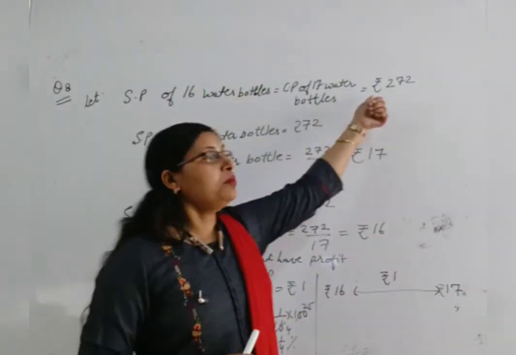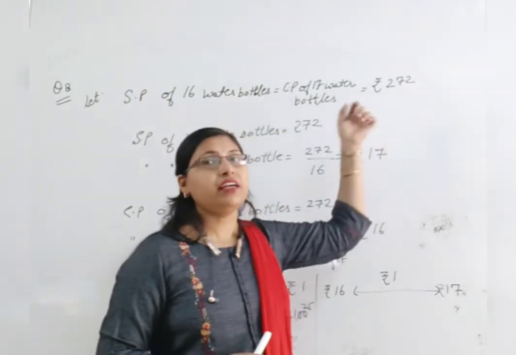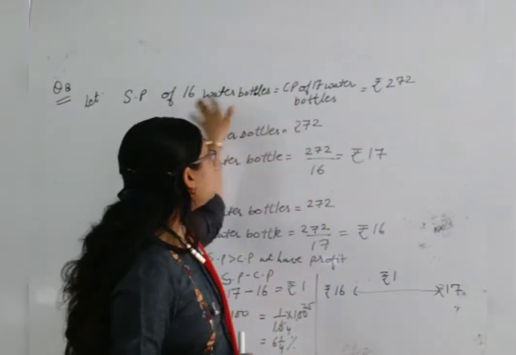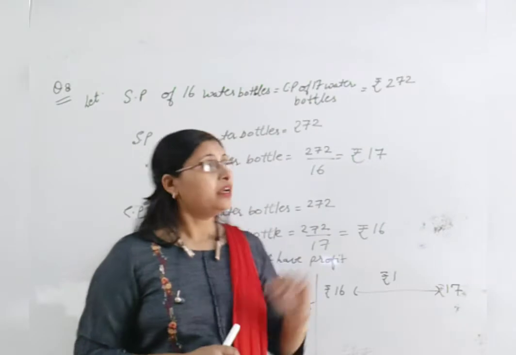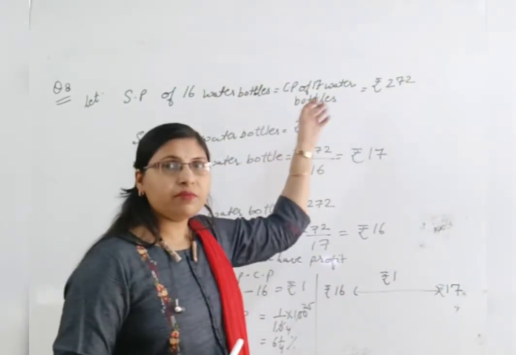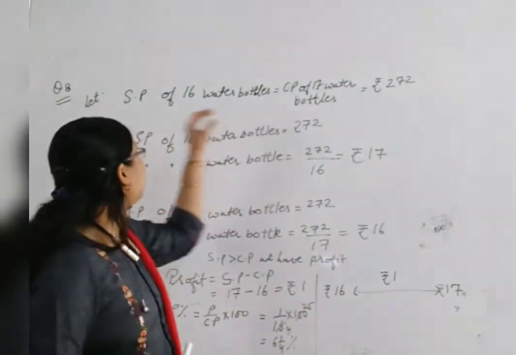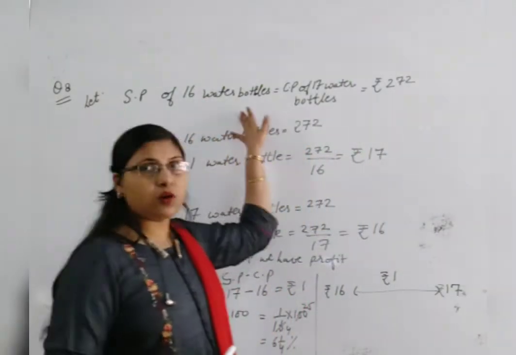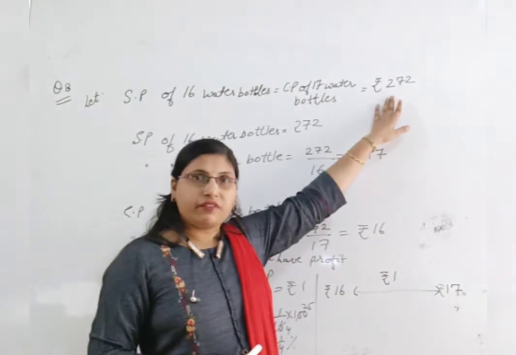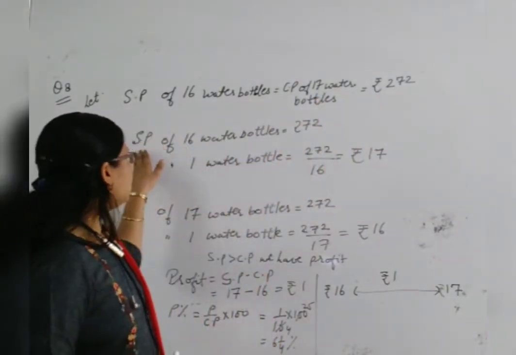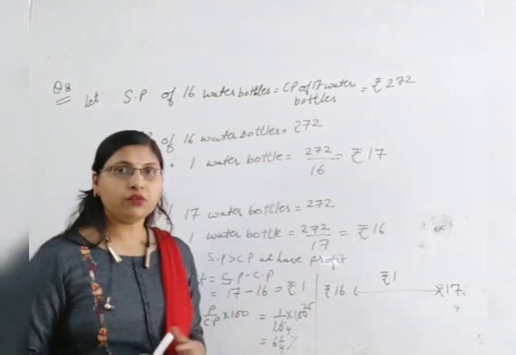तो यहाँ पर आप कुछ भी नंबर मान सकते हैं, but we have taken a number which is a multiple of 16 and 17 both, right? These are co-prime numbers, so that's why we have multiplied them. So I have assumed that the SP of 16 bottles is equal to 272. So we can write SP of 16 bottles is 272.